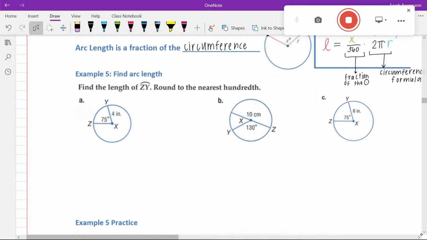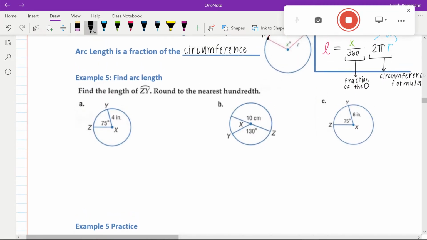Let's do some examples together. Find the length of arc ZY, round to the nearest hundredth. Since this only has 2 letters, remember we know this is a minor arc, so we're looking at this smaller arc here from Z to Y. Since they gave us the radius, we'll use the equation L equals x over 360 times 2 pi r.